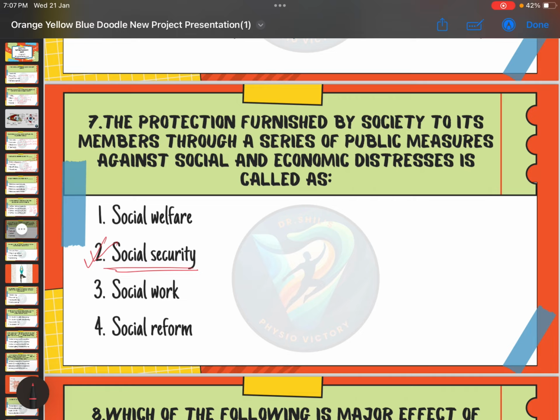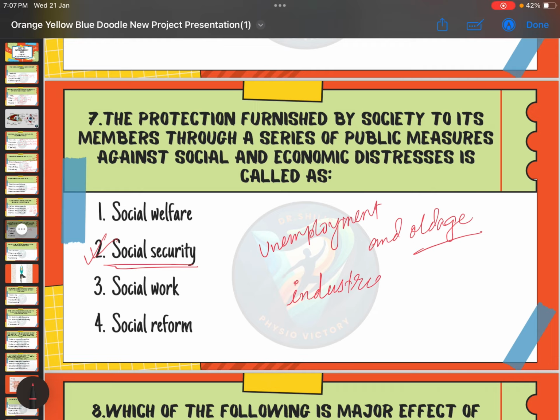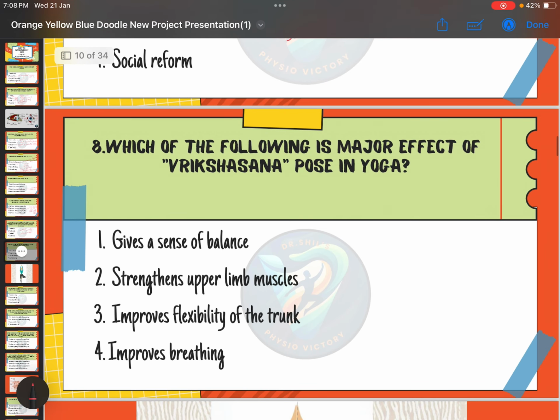Social security refers to the system of public measures taken by the state to protect individuals from social and economic risks such as unemployment and old age, industrial injury, etc.